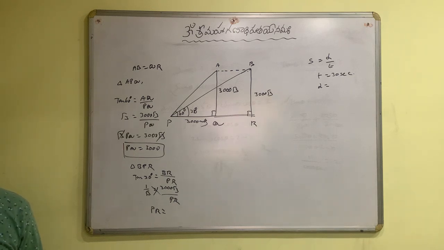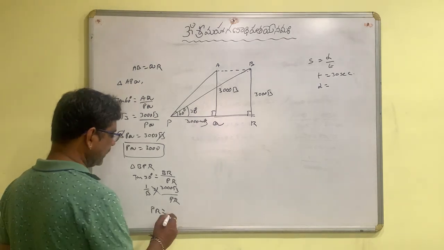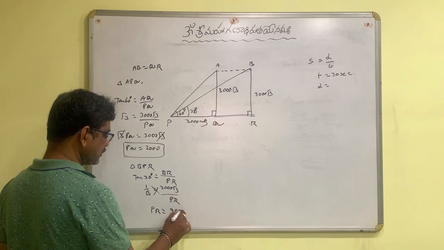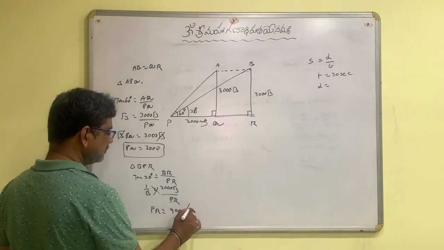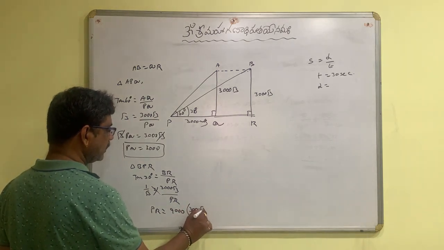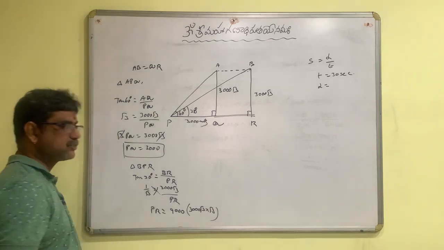Which is right, 3000 or 9000? Ishan Abraham says 3000. Which is right? It is 9,000, because 3,000 root 3 into root 3 becomes 9,000.